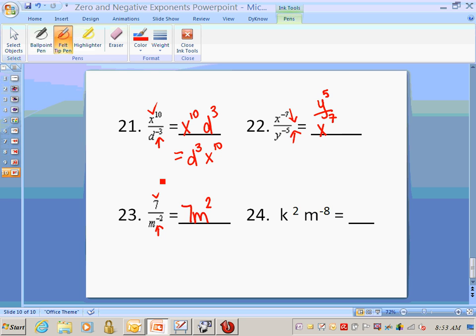And number 24, is the k all right? Is the m all right? Yes? Where's it got to go? Up to the top? You're on the top. You don't have a fraction right now. So it's got to go down, right? So we're going to have k squared over m to the 8th.